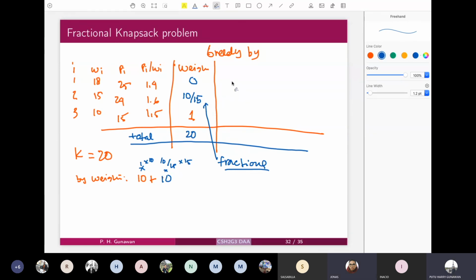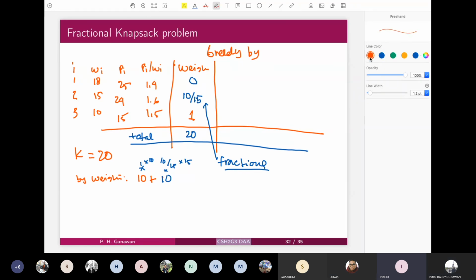Why does the 18 not change into a fraction? Why can we only do this for the 15? Since we choose by weight, we choose the smallest one. We choose the smallest, but it's already past the capacity.